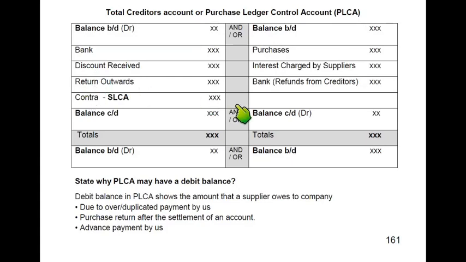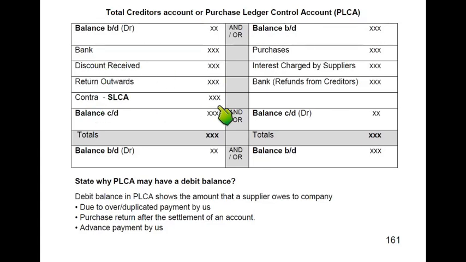Return outward: if we are returning goods to a supplier due to some reason, because the goods are faulty, or we do not need them, or we ordered them by mistake, or there is some wrong size, wrong color, wrong specification, we have returned the goods, which is also known as purchase return. Our liability will be reduced. We will be debiting our PLCA liability account and crediting the return outward account.